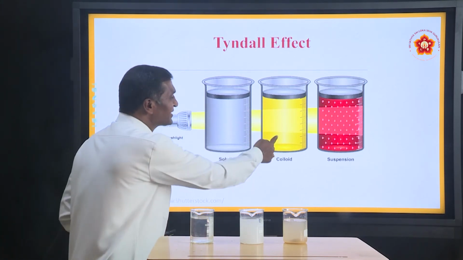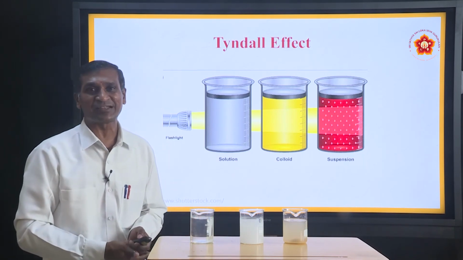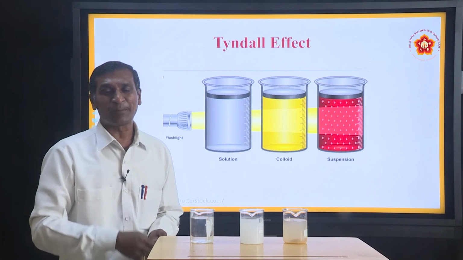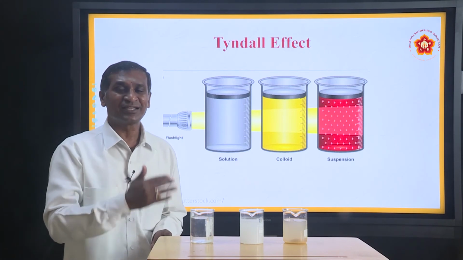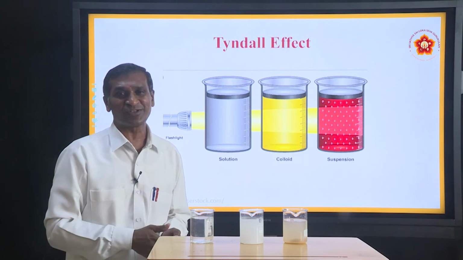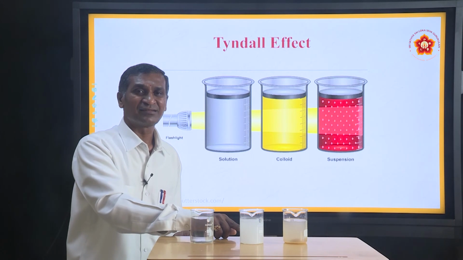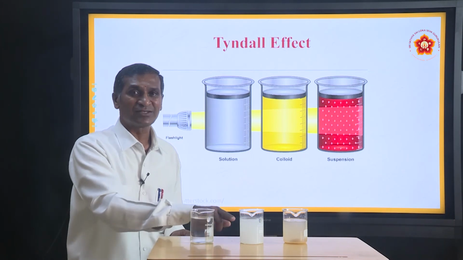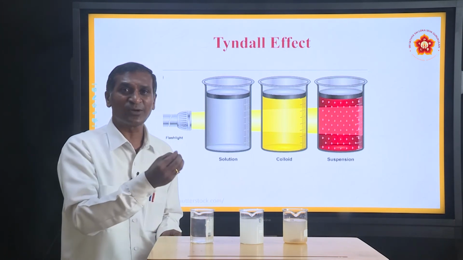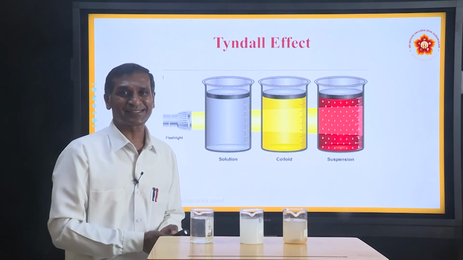Why is there more scattering in the colloid particles? Here in the colloid there is more scattering because the particles are charged. They are neither settled nor totally merged with the water. They are being charged and moving. So, the charges of the colloid particles will make the beam of light get scattered.